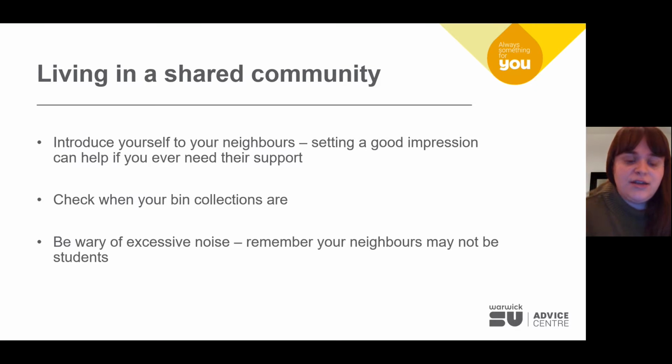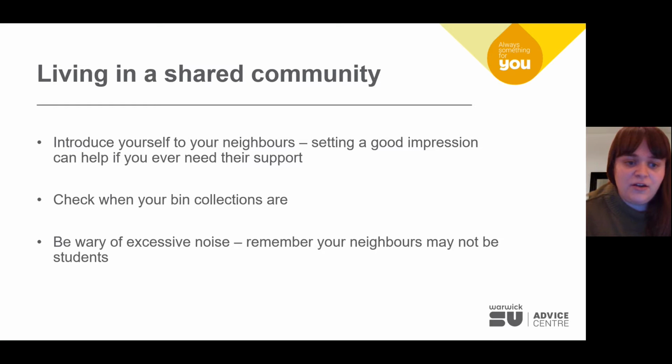We'd always encourage you to introduce yourself to your neighbours on that first day or when you do move in. Doing this sets a good impression, and it can help if you ever need their support later down the line. We'd also encourage you to check when your bin collections are, so you know when to put those out and on what days what gets collected, and to be wary of excessive noise.